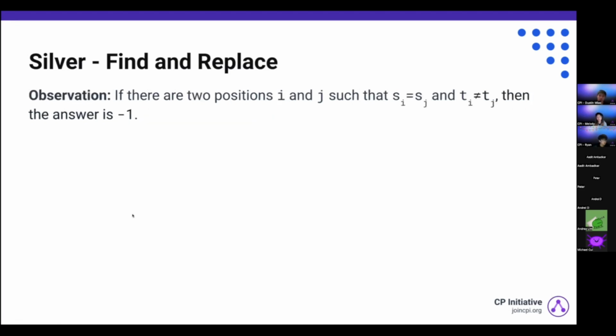When it comes to solving these types of problems, it often helps to make observations and to solve a similar subproblem. In this case, a good place to start is just to determine the case where it's not possible to find the solution. If there are 2 positions i and j such that S_i equals S_j and T_i is not equal to T_j, then the answer is -1.